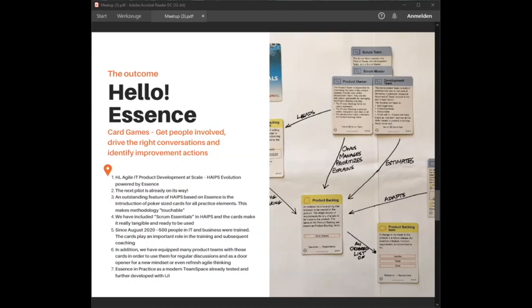Like I said, the card games are now basically fully implemented in the teams. We trained 500 people in Scrum Essence, and it's not only IT people, it's also business people. So they worked together on this framework. So it got a harsh reality check.